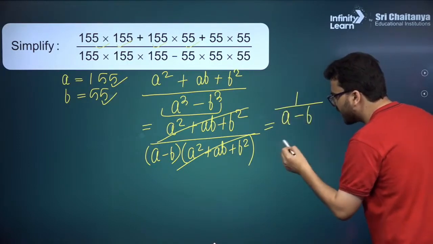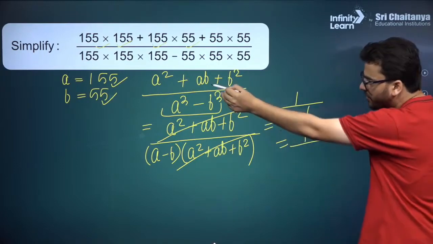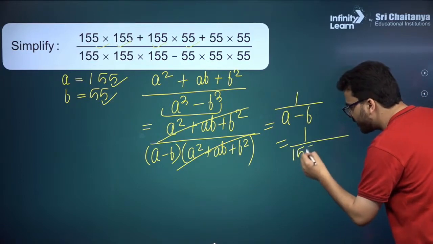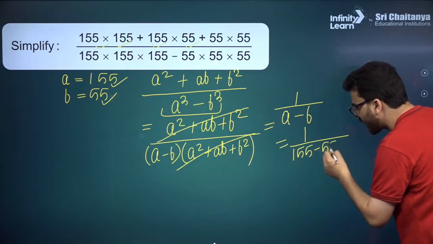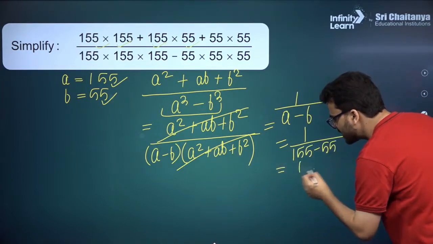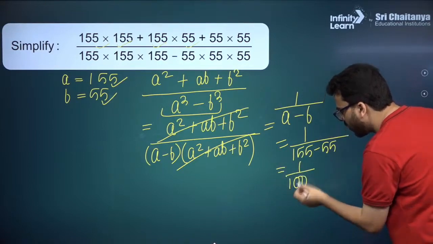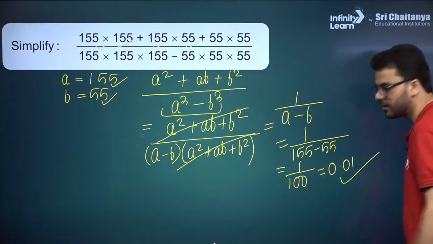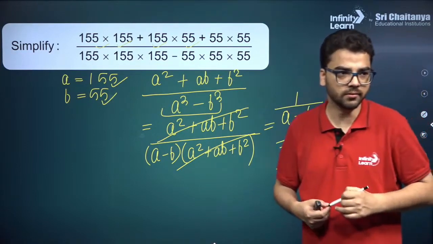This is the answer. Now you see the value of a we have assumed to be 155, and b is 55. So therefore the answer is 1 upon 100. If you want, you can write in decimal as well. It is 0.01. That is correct, Ashutosh. Very good.